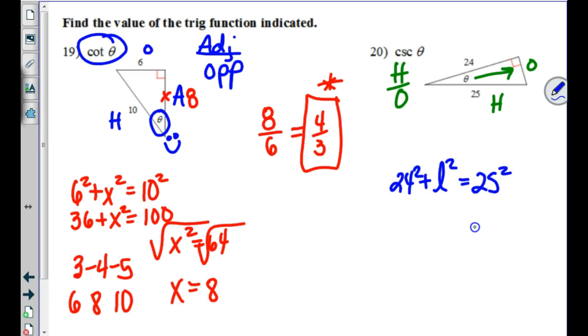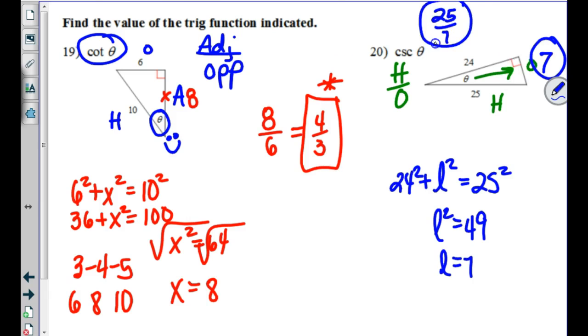This is actually a Pythagorean triple too, isn't it? What's 25 squared minus 24 squared gives you 49. So when we square root it, we get 7. So this leg over here is 7. So then we were supposed to do hypotenuse over opposite, which would be 25 over 7. Too fast? We good?